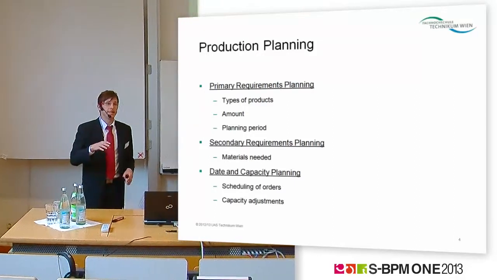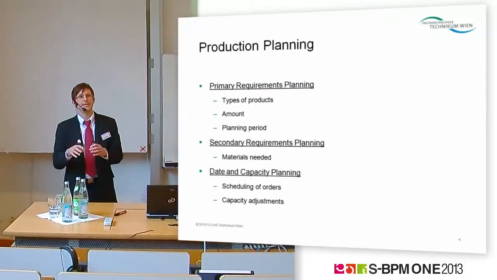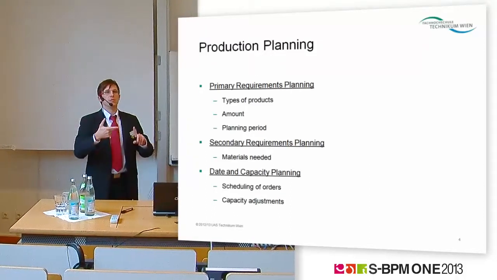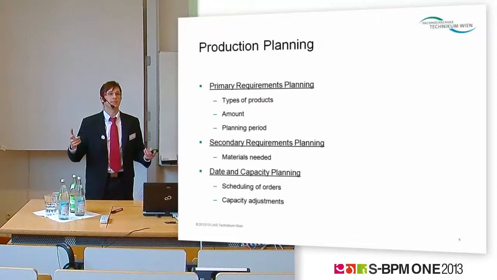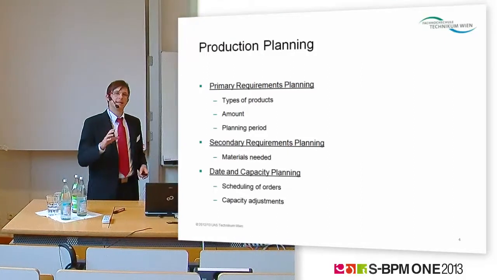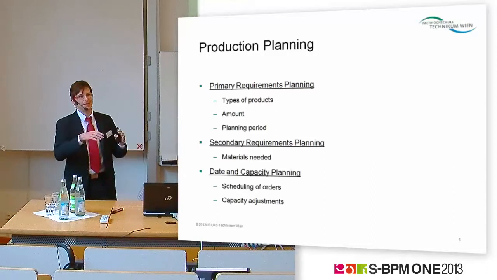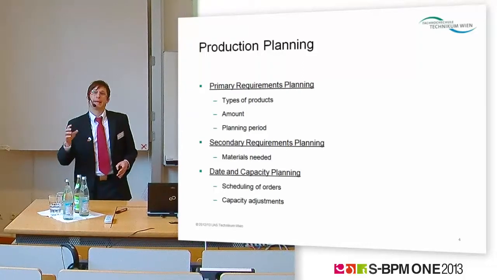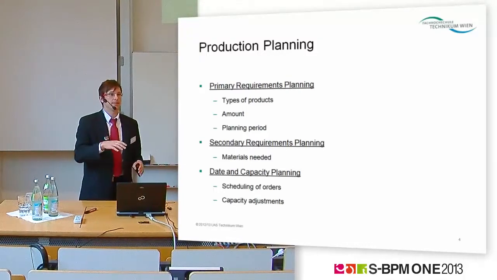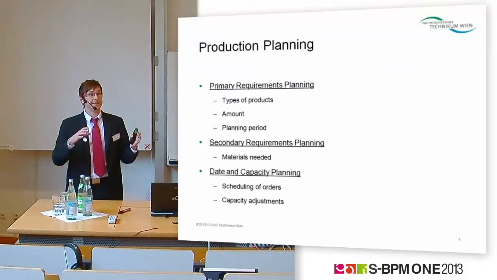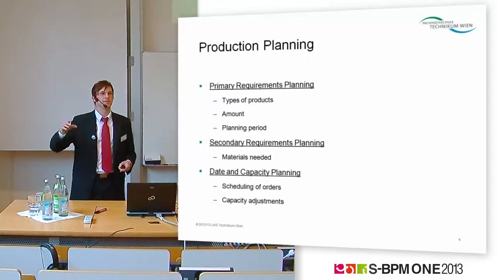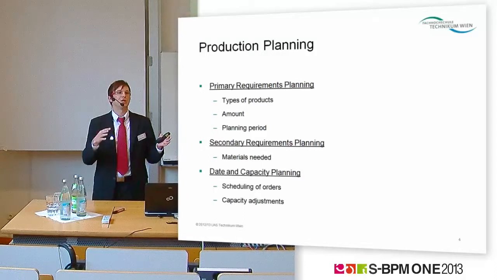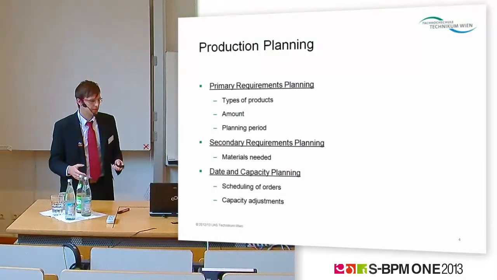In secondary requirements planning, the companies want to investigate the materials that are needed for their production plan. So which raw materials are needed, which auxiliary and expendable items are needed, and so on. And finally, in data and capacity planning, companies schedule their orders. So they define starting dates, ending dates, delivery dates, and they make the adjustments for their capacity so that they can ensure there is enough capacity and the correct capacity for their production plan. This is how production planning is generally described in literature.